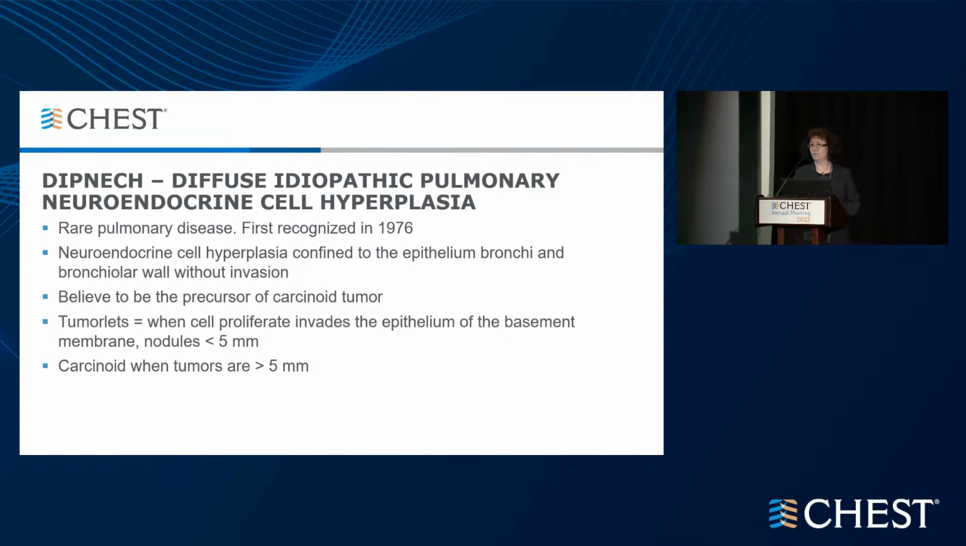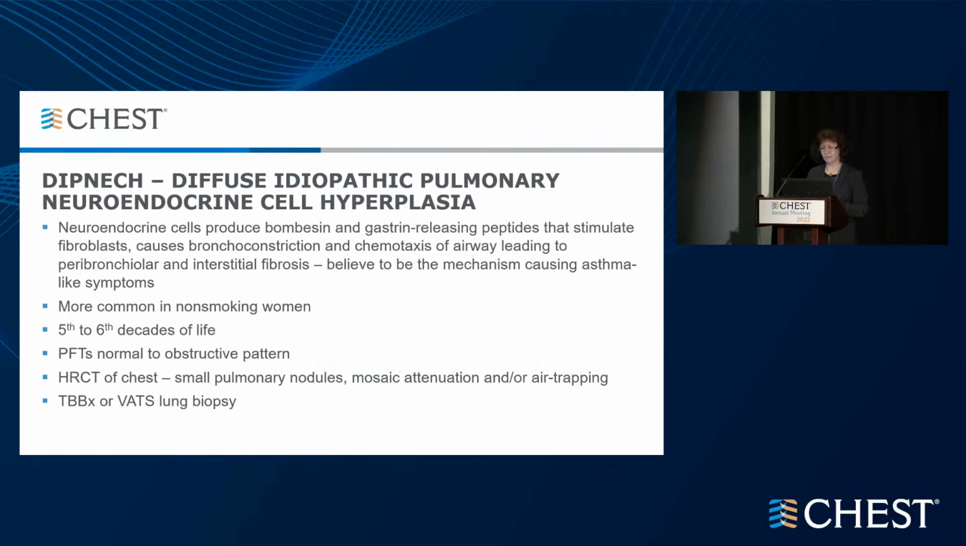And the last part that I'm going to review is DIPNECH. That is a very uncommon disease, but very important not to miss. What has been described since the 70s is neuroendocrine cell hyperplasia. They affect the bronchi and the bronchiolar wall. They usually don't invade it, and they believe it is the precursor of carcinoid. If the area that is affected is less than 5 millimeters, it's called tumorlets. If it's more than 5 millimeters, they're called carcinoid.